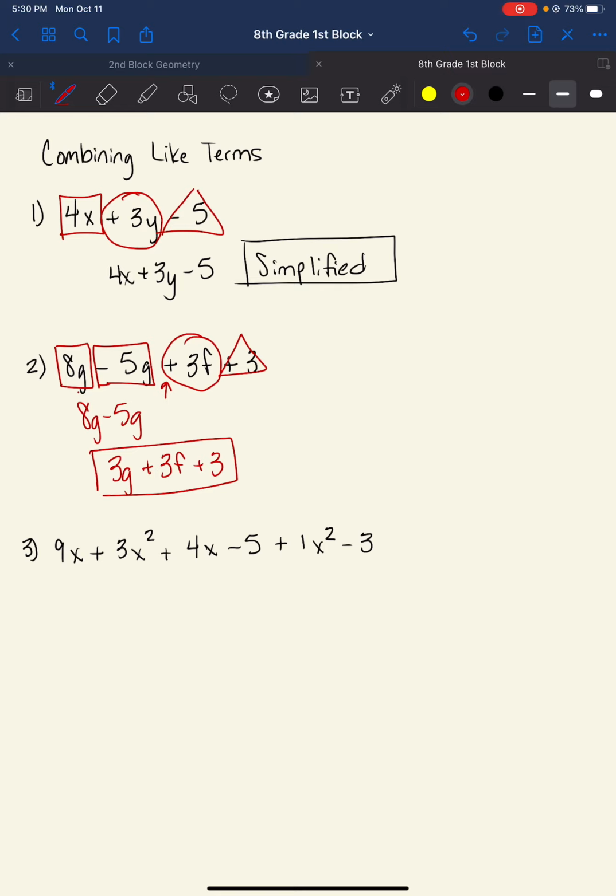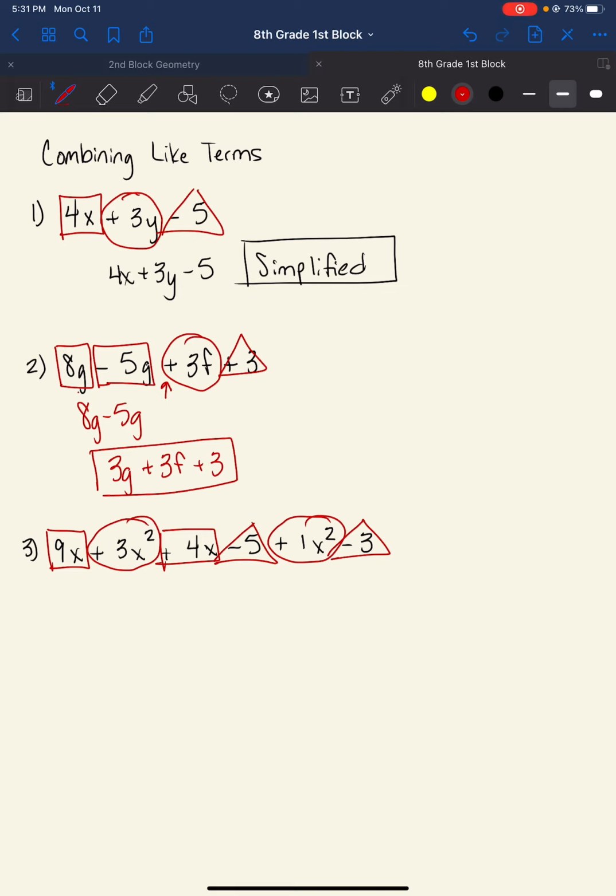Alright, so first off, let's start. I'm going to box in my x's. Now I want you to notice that I did not combine the x squared. I didn't put a box around it. Okay, there's a reason for that. That's a different term. It has an exponent on it. So I'm going to circle the 1x squared. And then I'm going to put my triangle around my 3, negative 5.